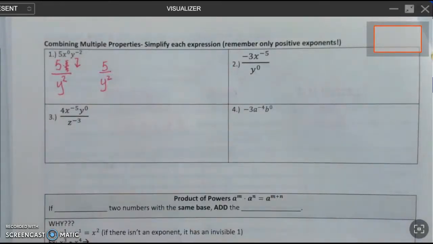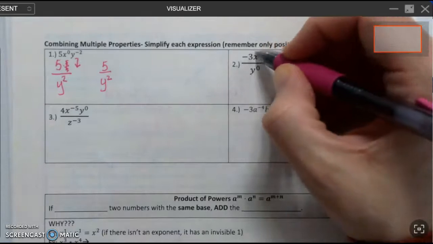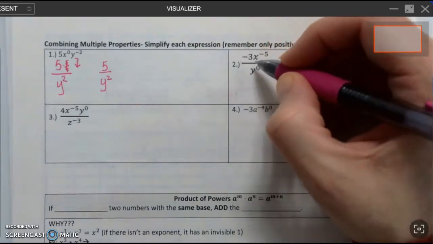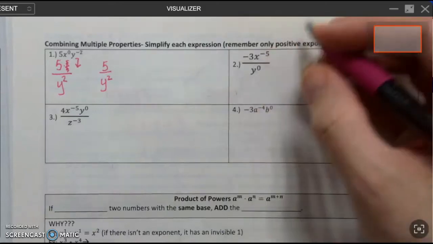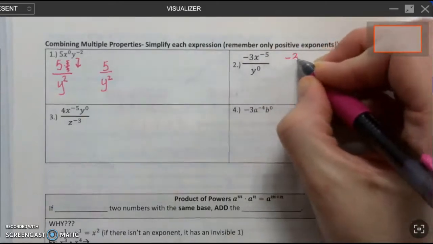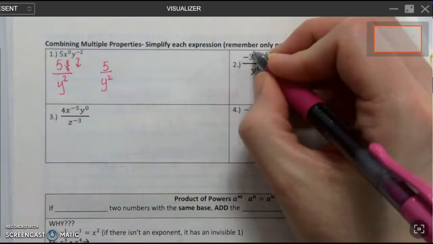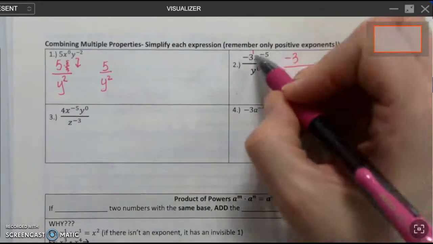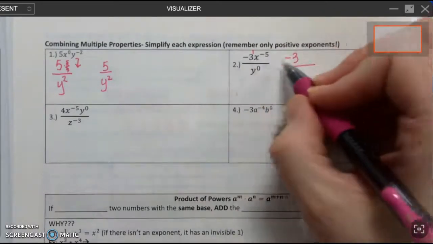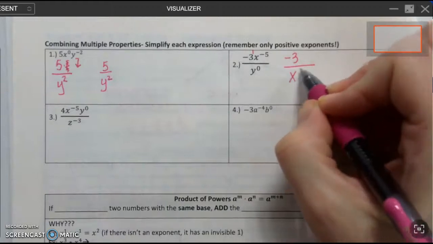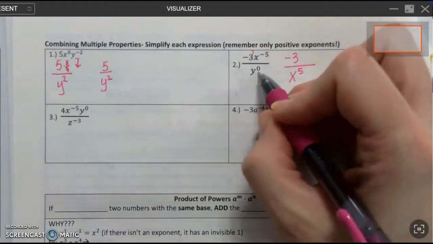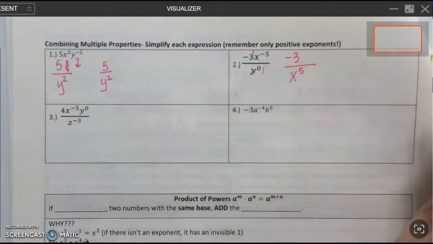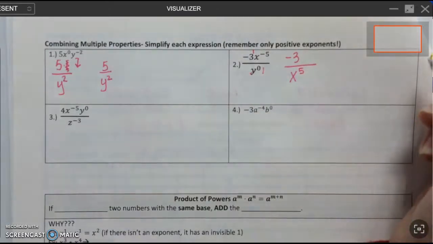Okay? Over here on number 2, this is a little bit different because I have a negative coefficient, which does not mean that it will go to the bottom. Okay? It's going to stay up at the top because its exponent is a positive 1. This negative exponent here is going to go to the bottom because the exponent is negative. And then we would take that times a 1, which if you take something times a 1, it doesn't really change it. So that's it.